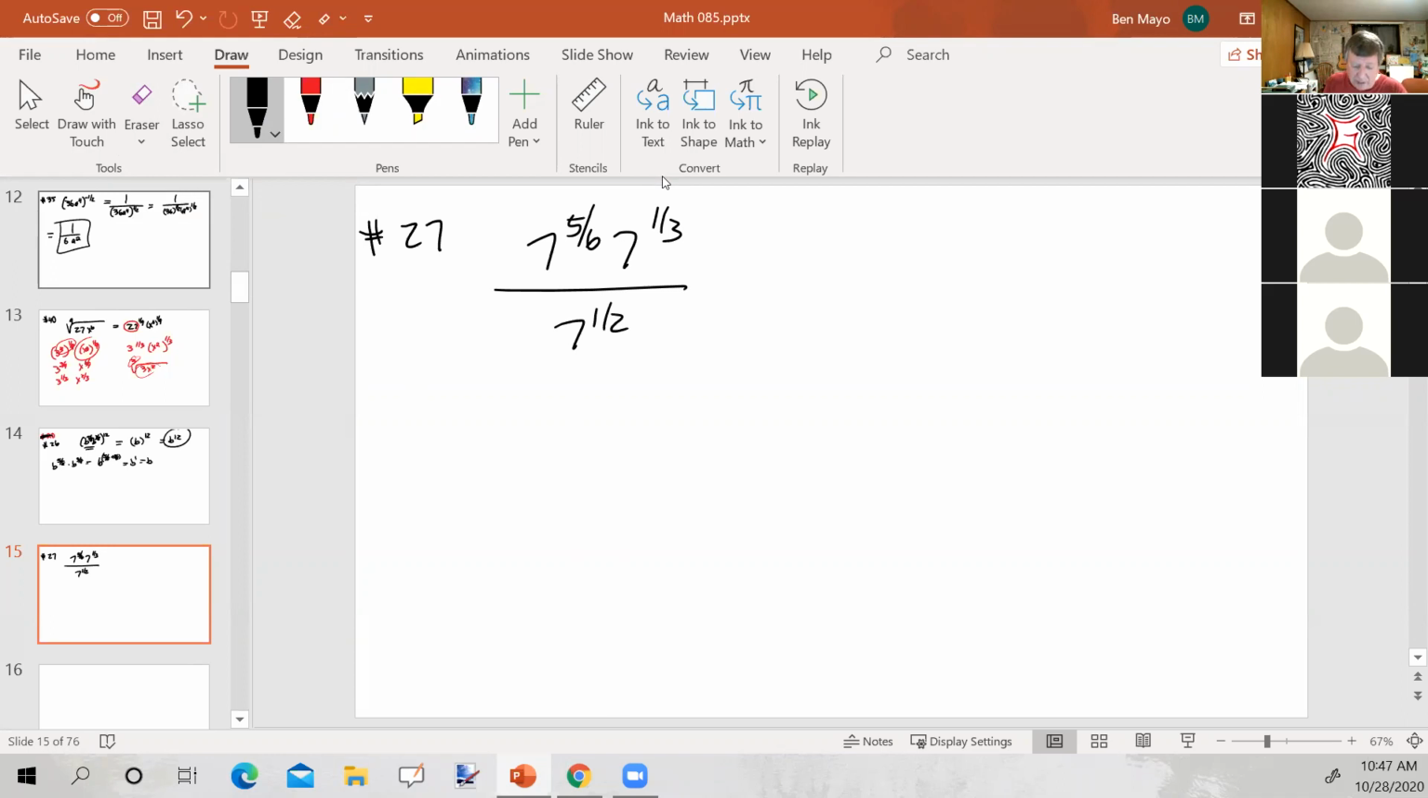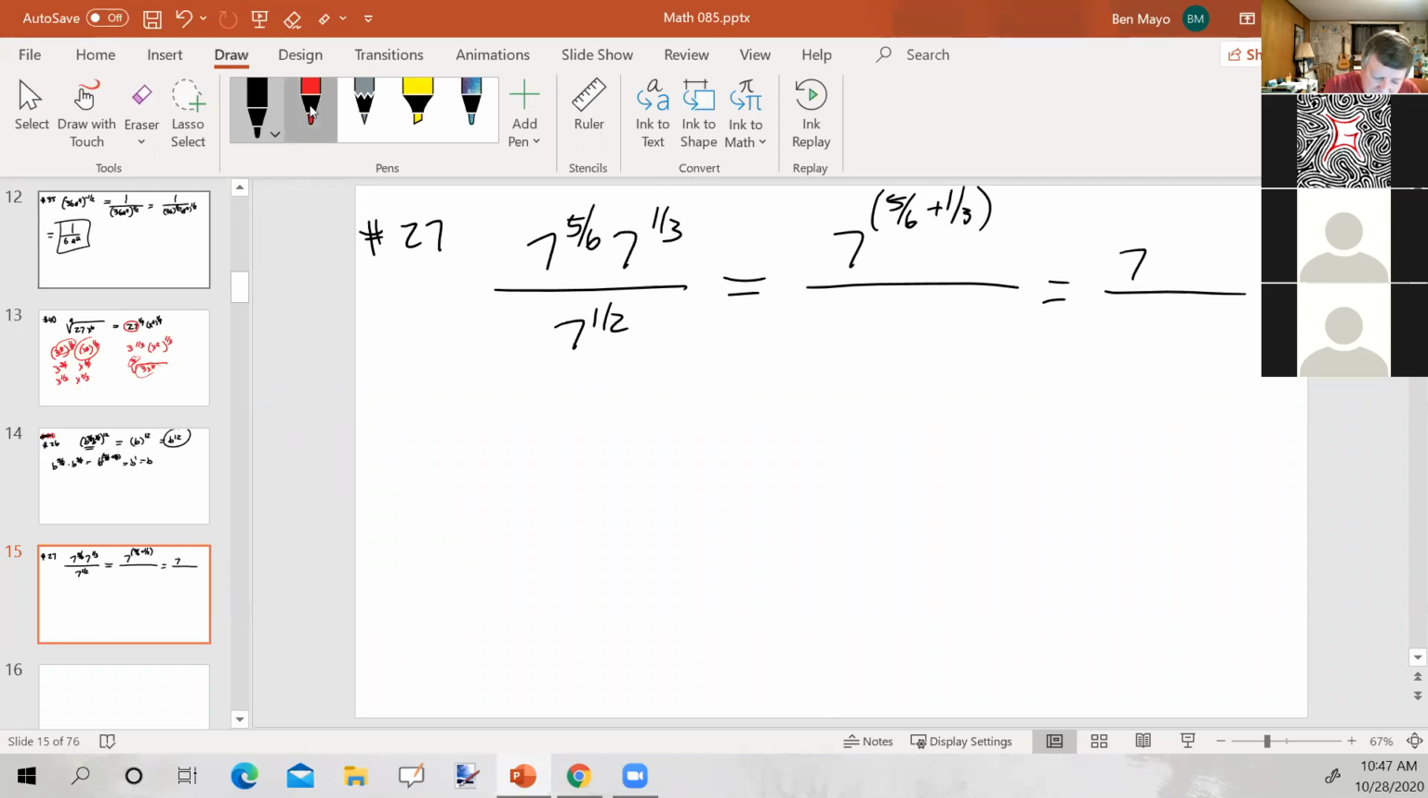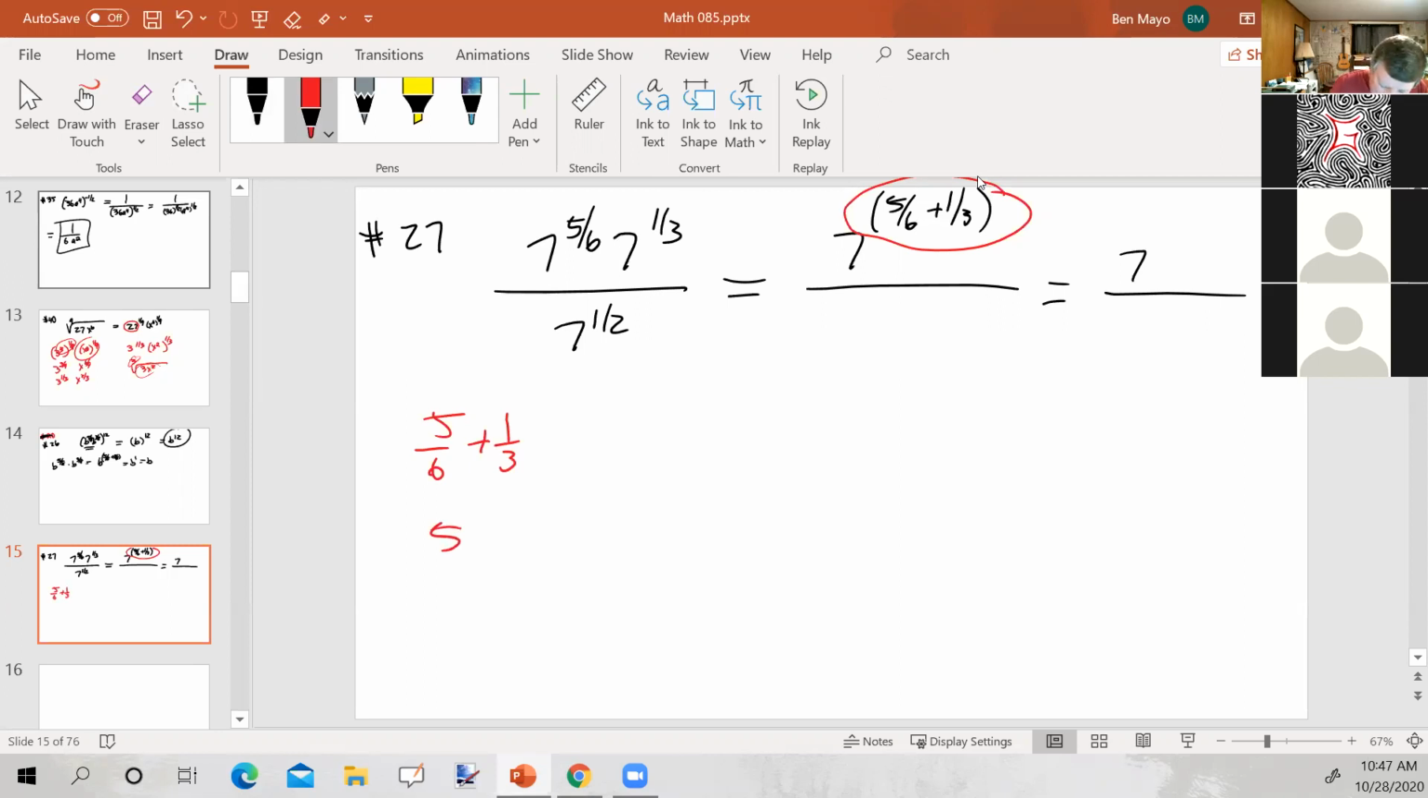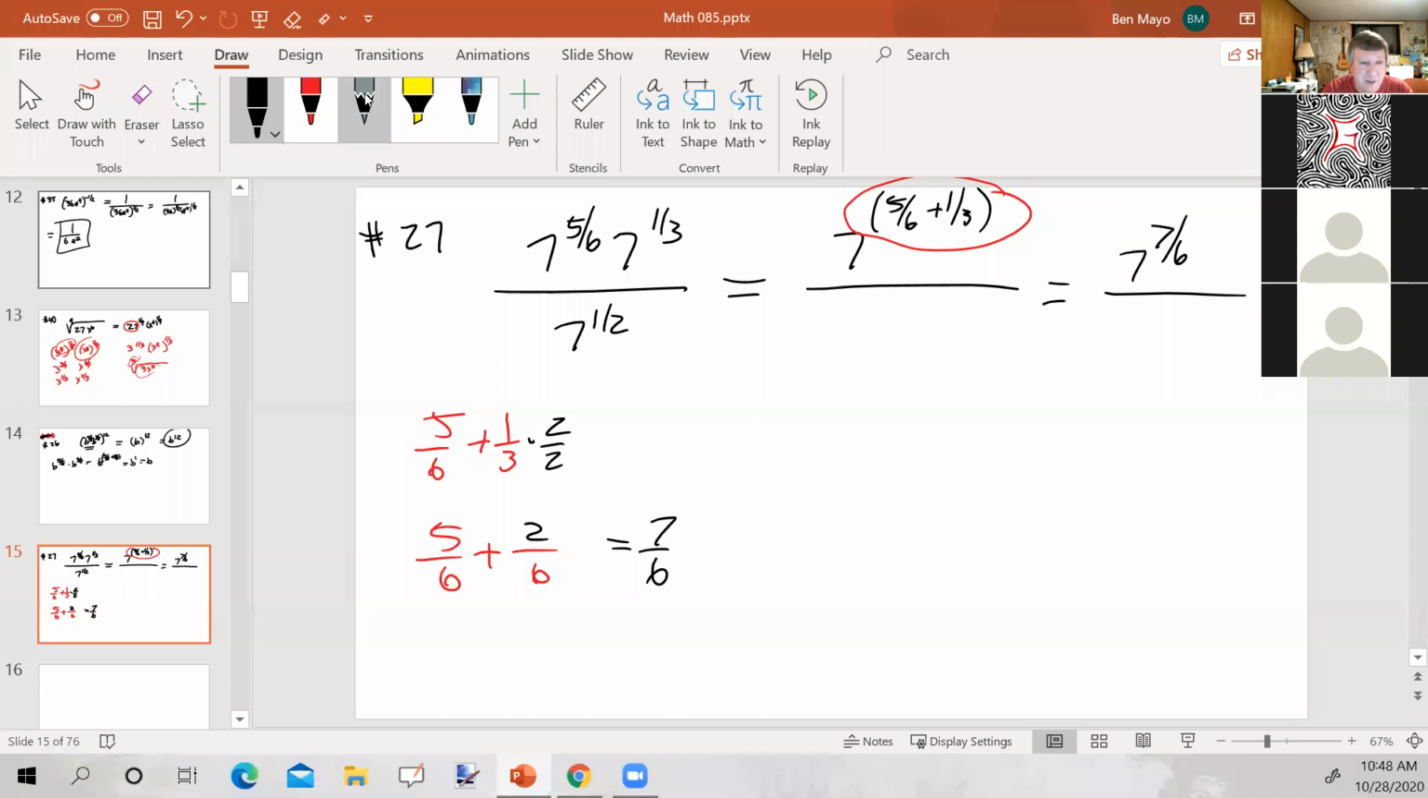All right, looking at the numerator, we're multiplying two powers with the same base, so we want to add the exponents. So we need 7 to this power. Well, we need to add 5/6 plus 1/3. So we need a common denominator, which is 6. So 5/6 stays 5/6. 1/3 we multiply by 2/2 and we get 2/6. So now we've got 5/6 plus 2/6, which is 7/6. So the numerator becomes 7 to the 7/6 power.